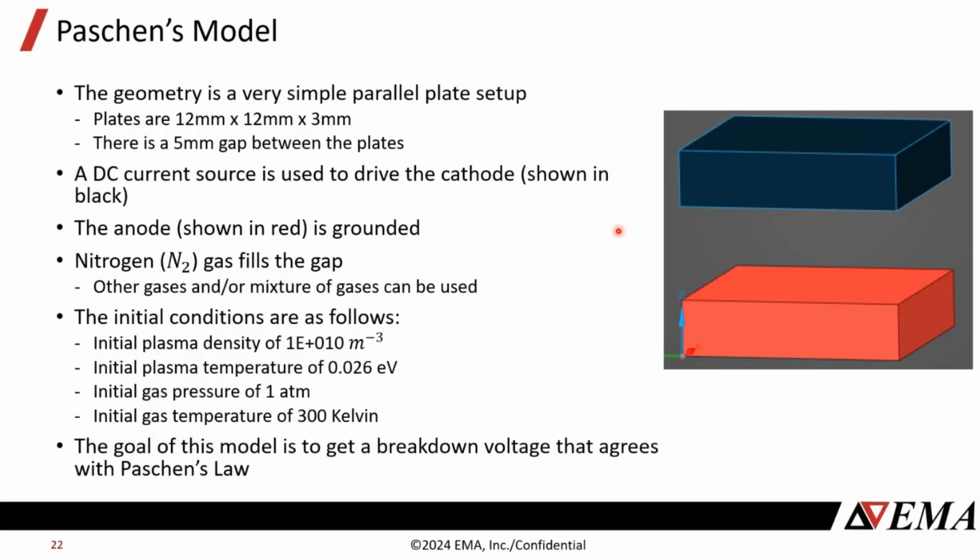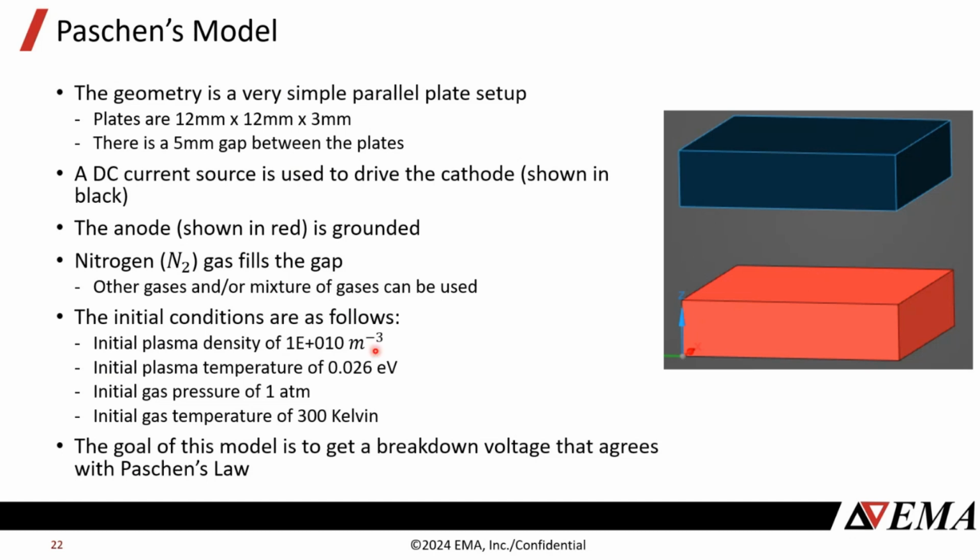So for this, I'll be showing you guys this very simple model that I'm calling the Paschen model. It's a parallel plate setup where your plates are 12 millimeters by 12 millimeters by 3 millimeters, and there's a 5 millimeter gap between the plates. A DC current source is used to drive the cathode, shown in black right here, and the anode, shown in red right here, is grounded. This gap is filled with nitrogen gas. Although any other gas or mixture of gases can be used, nitrogen was used here because it is a gas that we are very familiar with and very comfortable working with.